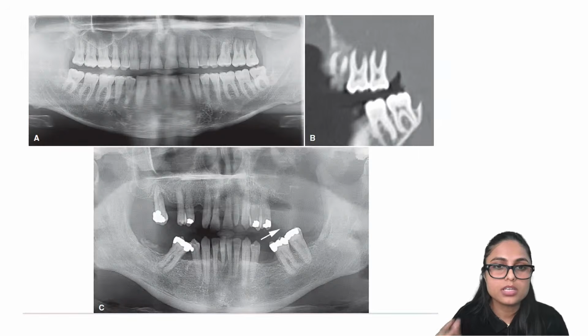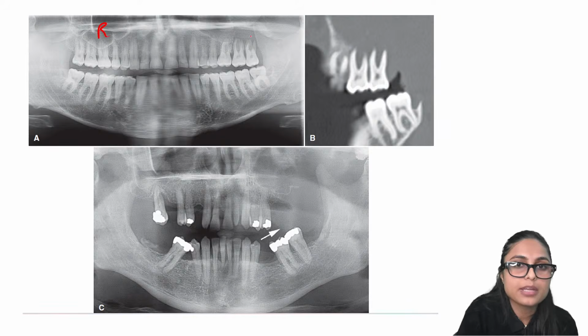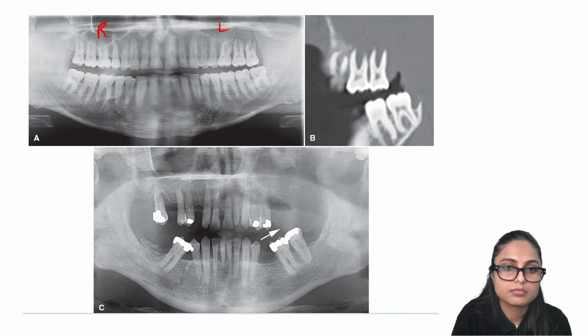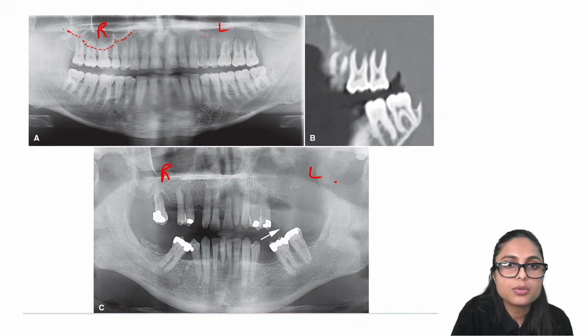Okay. So here I've put an example. Just compare the right side with the left side. Here you can clearly see the lining, the floor of the maxillary sinus. Here you can see the lining, but it is discontinuous in this region.